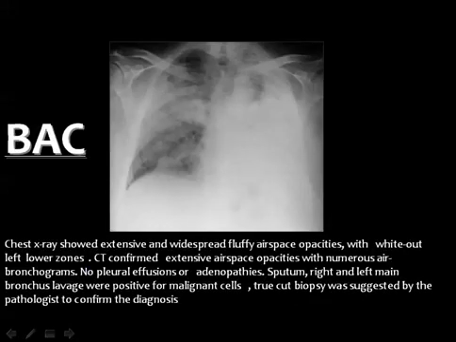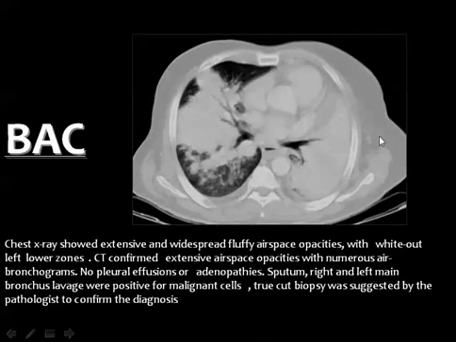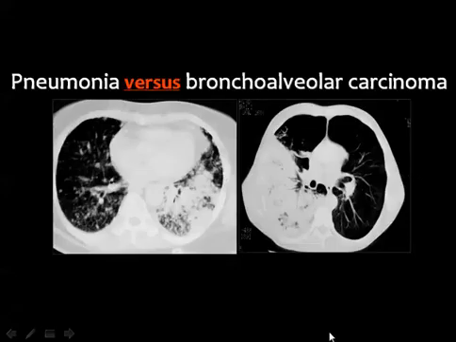If you look here, you can see an area of massive consolidation on the left side and some areas of consolidation on the right side. If the clinical picture permits the diagnosis of pneumonia, you can diagnose this as pneumonia. But if these lesions are not responding to antibiotics nor steroids, and the sputum and right and left main bronchus lavage were positive for malignant cells, this is one of the alternatives for the diagnosis, or you can have a true cut biopsy from any of these lesions.